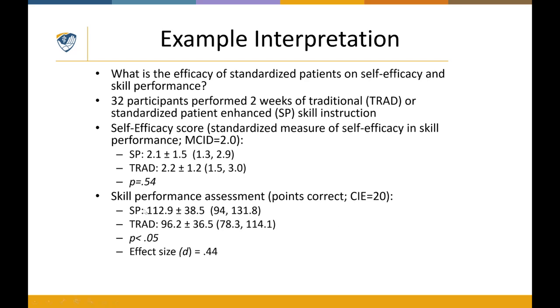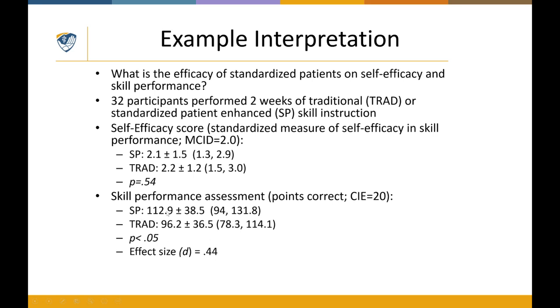So we can see here the standardized patient group had a mean score of 112, plus or minus 38.5. And the traditional group had a mean score of 96 points correct, plus or minus 36.5. And we can see the confidence intervals for each group here as well. Now, this difference was statistically significant. There's a p-value less than 0.05. Again, these were compared using an independent t-test. And the Cohen's d, or effect size, for this particular comparison was 0.44.